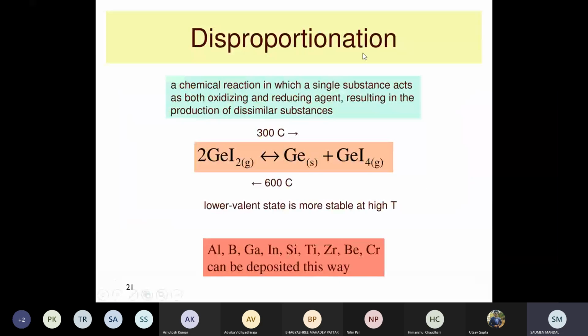Then disproportionation reactions. What is happening here? A chemical reaction in which a single substance acts as both oxidizing and reducing agent, resulting in the production of dissimilar substances. This is gallium iodide. After heating, it will convert to gallium and GaI4. At 300 degrees Celsius it goes this side, and at 600 degrees Celsius from this side it comes back again. So a range of products, different materials, can be made using this kind of reaction.